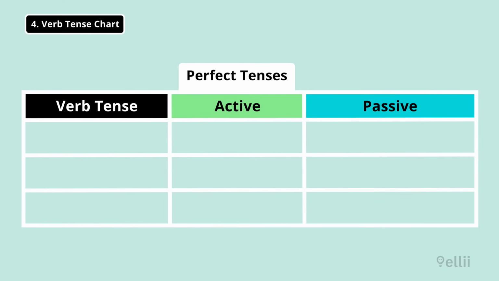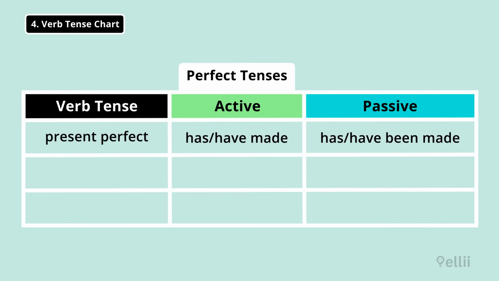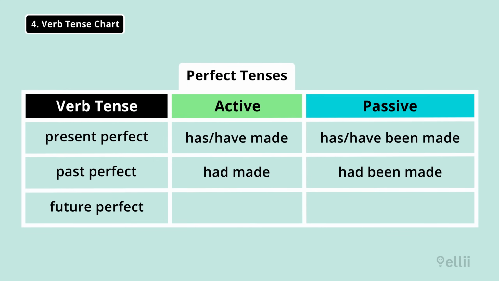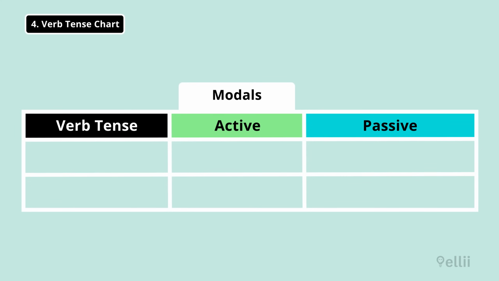Now we'll look at the perfect tenses. In the present perfect tense, has or have made becomes has or have been made. Had made becomes had been made in the past perfect tense, and will have made becomes will have been made in the future perfect. Finally, let's look at what happens with modals.